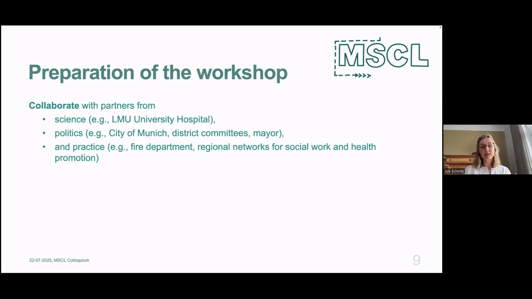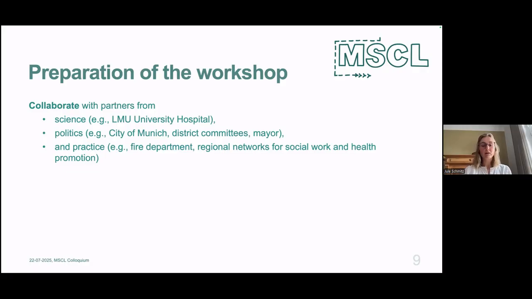So at the beginning, we co-created the first pilot workshop together with partners from science and practice. And these preparatory meetings where we prepared the first pilot workshop were also super valuable for learning more about current heat adaptation measures in Munich, and also specifically in the 3 neighborhoods where we wanted to conduct the workshops.